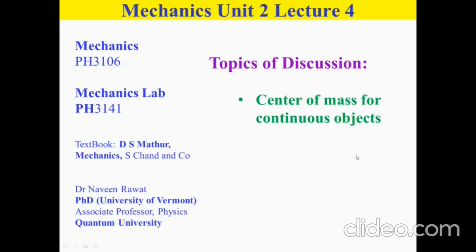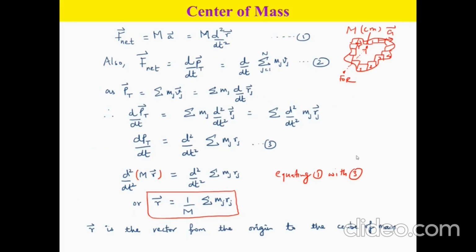The topic of discussion for today is going to be center of mass for continuous objects. Previously we saw the case of center of mass when applying it to individual particles, and we described our formula of position of center of mass as r, given as 1 upon total mass and the summation over all the particles of the product of mass times the position of those particles.